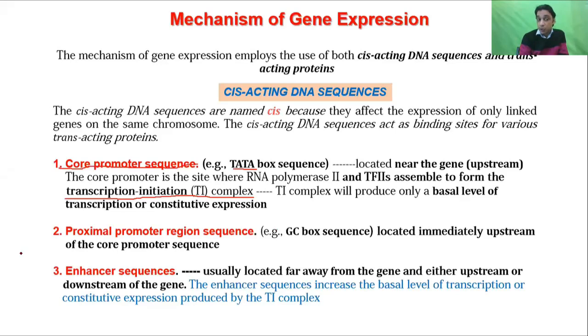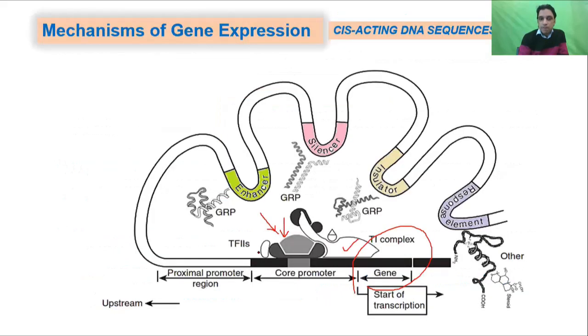The next portion is called the proximal promoter region, and the indication of that region is the presence of the GC box. It's located immediately upstream of the core promoter sequence. So if this is the core promoter sequence which recruits the TF2s and RNA pol 2, the proximal promoter region is present upstream of that.